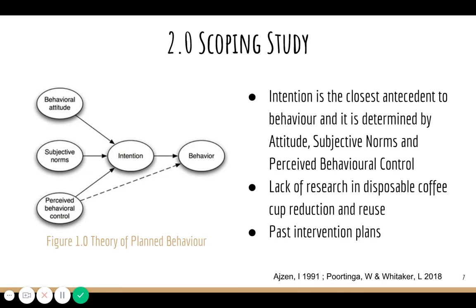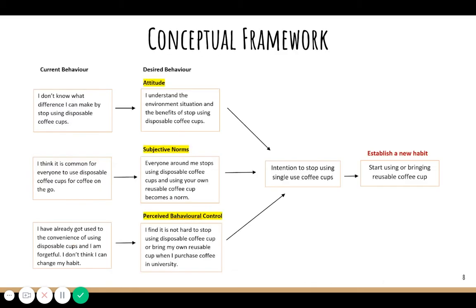However, for my target market who are university students who purchase coffee regularly from on-campus cafes, there are some of the barriers that prevent the behavior change. The theory of planned behavior will help us to understand those factors and barriers. The figure shows the conceptual framework.